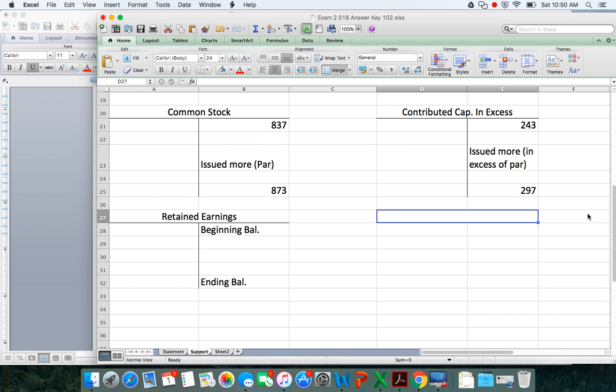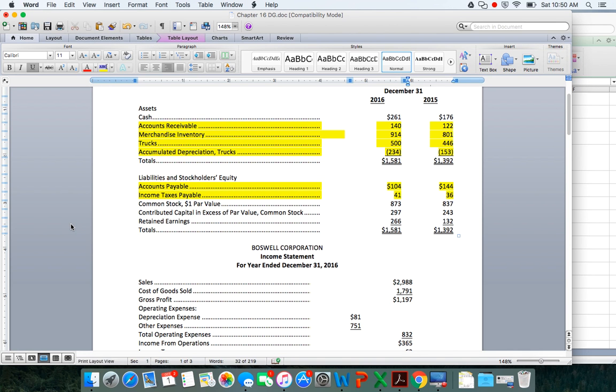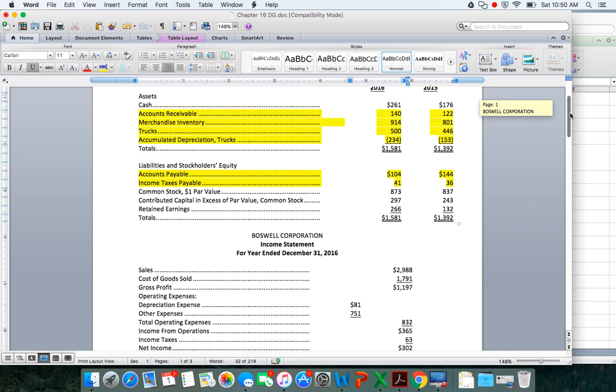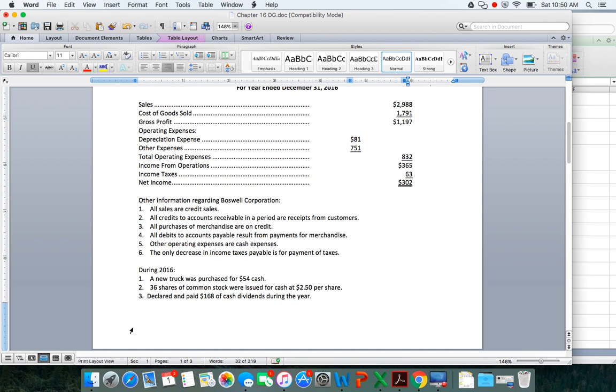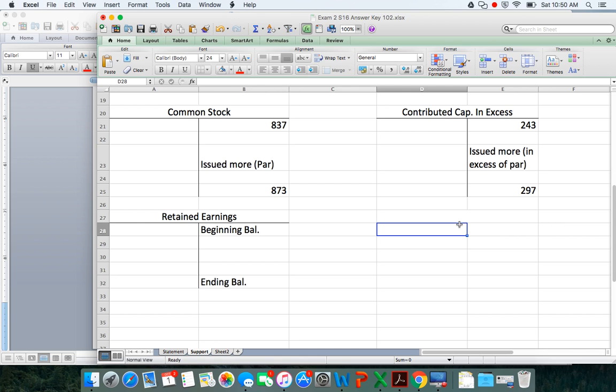Okay, so I'm going to take the same approach I took last time, all right? Let's look down at that additional information. Let's see what happened to common stock. Let's see what extra information it has for me about common stock. So right here, extra information number 2 says 36 shares of common stock were issued for cash at $2.50 per share.